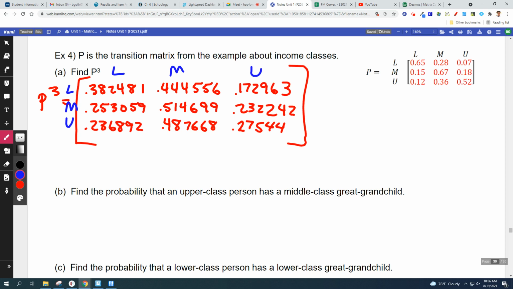And part B says, find the probability that an upper class person has a middle class great-grandchild. So great-grandchild is the one that tells me that it's P3. But we're going from upper to middle in 3 transitions. And that's this number right here, upper to middle in 3 transitions. So 0.487668.